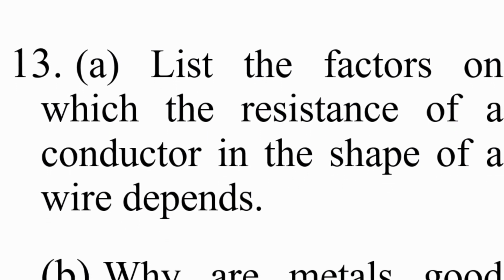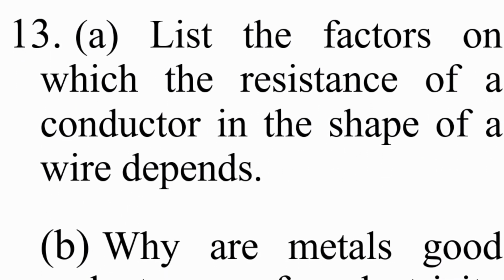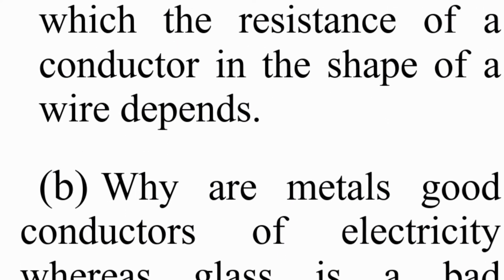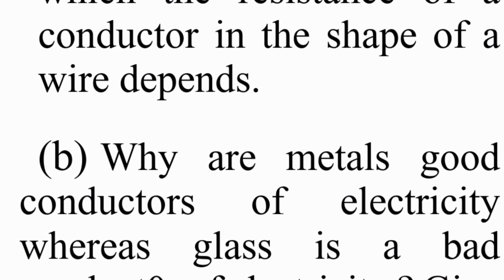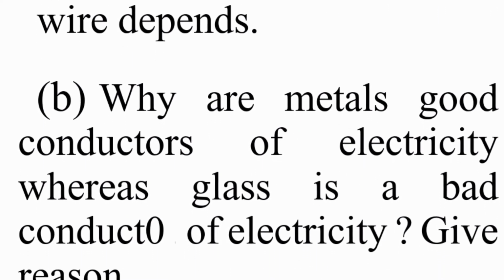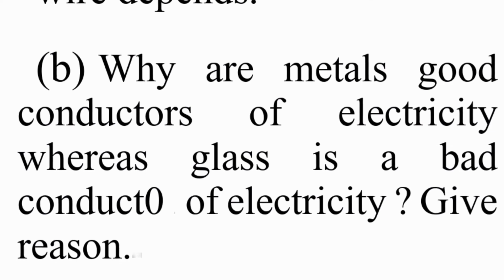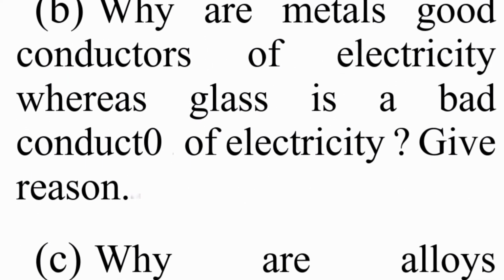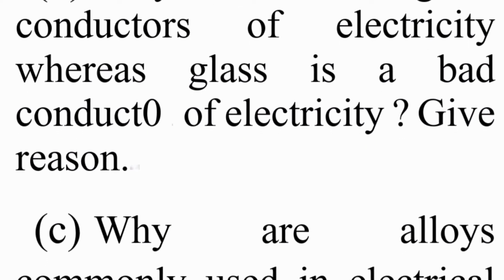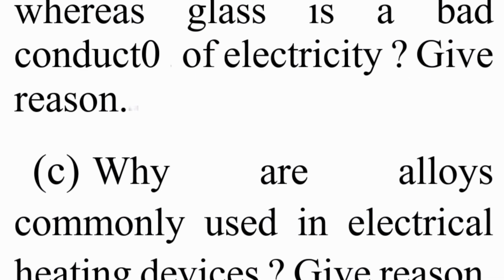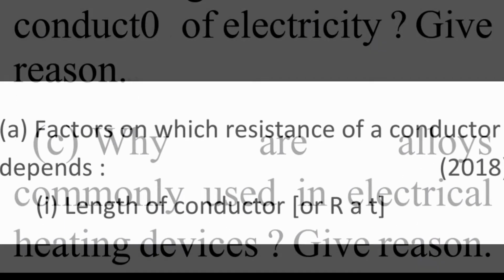Now we can move to the next question. The question is from the year 2018. A. List the factors on which the resistance of a conductor in the shape of a wire depends. B. Why are metals good conductors of electricity, whereas glass is a bad conductor of electricity? Give reason. C. Why are alloys commonly used in electrical heating devices? Give reason.